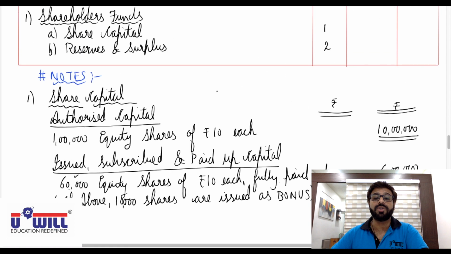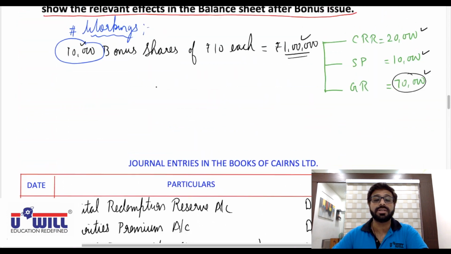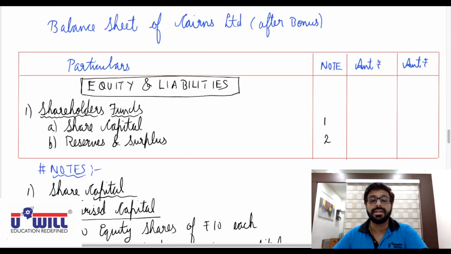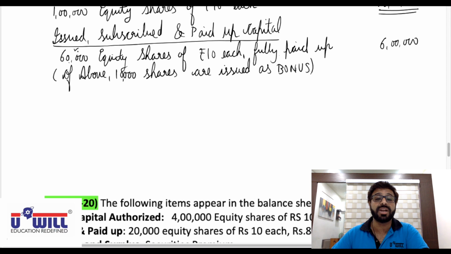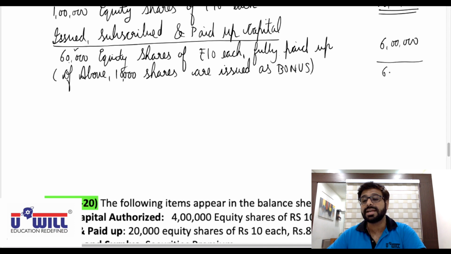issued. How many fully paid bonus shares are given? 10,000. That we have to mention in bracket. That out of this 60,000, for information purpose to the shareholders, out of this above 60,000, 10,000 shares are issued as bonus. Means company did not receive money for this 10,000 shares. Total will come to 6 lakhs. So this is how share capital will appear.